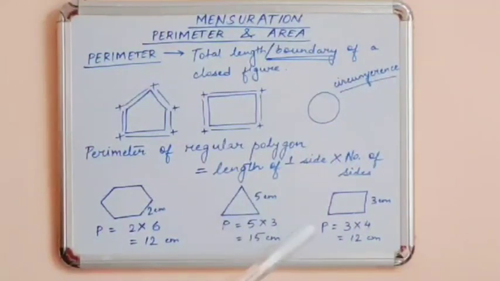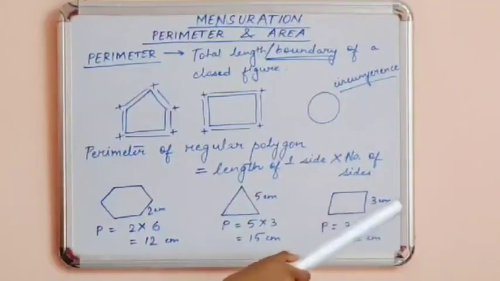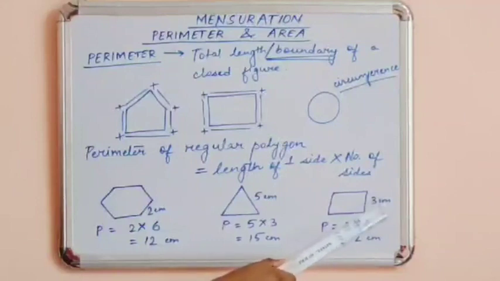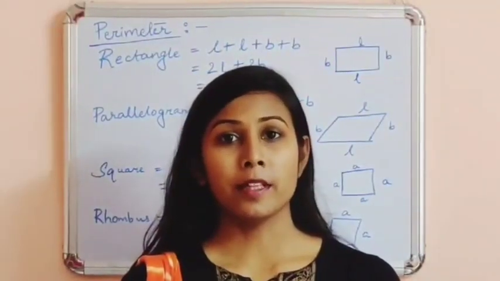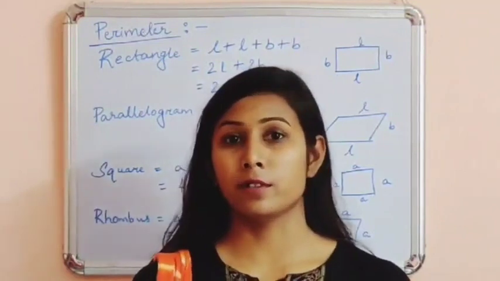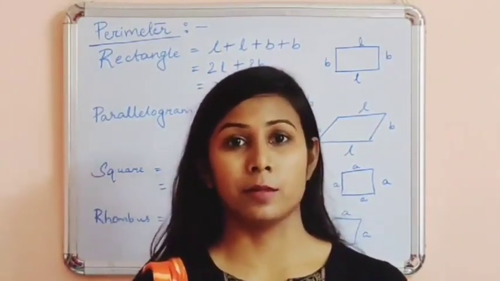In the similar way, we can calculate the perimeter of a square. If the side is given as 3 cm, the perimeter will be 4 into the side, which is length of one side, which is given here. That is 3 into 4, 12 cm. Now we will be learning the formulas of some important figures that are covered in your chapter.